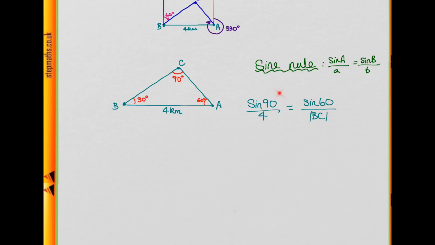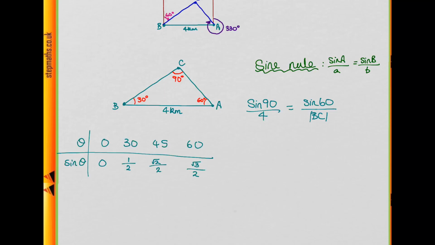So now we need to work out what sine 90 and sine 60 are. If you can't work them out off the top of your head, you could draw out a table which looks something like this. So I have theta equals 0, 30, 45 and 60. And all I've done for sine theta is written 0, 1, 2, 3, square rooted them all, and then divided by 2. So that could be a quick way of working it out. So we substitute that in, and we get 1/4 is equal to root 3 over 2 divided by the length of BC. And so BC is equal to 2 root 3, and our answer is B.